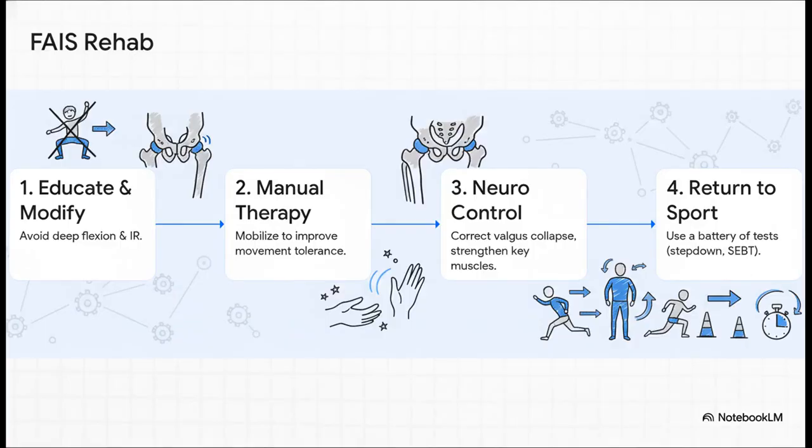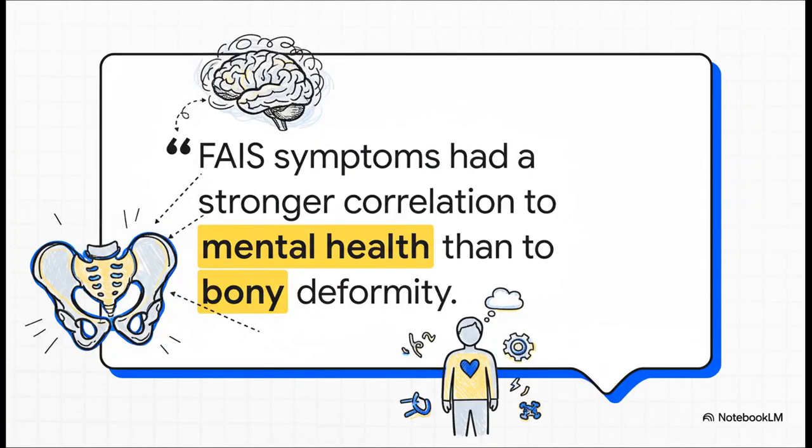Okay, so let's build our rehab plan for femoroacetabular impingement syndrome, or FAIS. It's really a multi-step approach. Step 1 is always education and activity modification. You have to teach patients to stay out of those positions that cause the impingement, that deep flexion and internal rotation. Step 2, we can absolutely use our manual therapy skills to help with pain and improve their movement. Step 3 is the real meat and potatoes, neuromuscular control. We've got to fix that valgus collapse and build up the strength of the hip abductors and rotators. And finally, for our athletes, we need a really solid return to sport testing plan. Now, listen to this quote from Jacobs and colleagues because it's a real paradigm shifter.